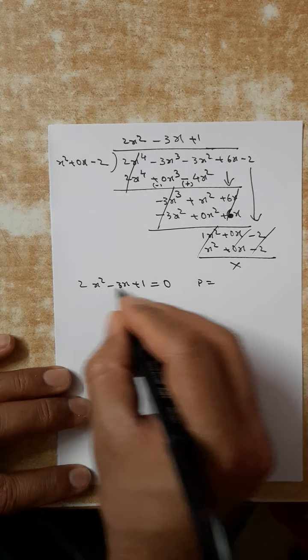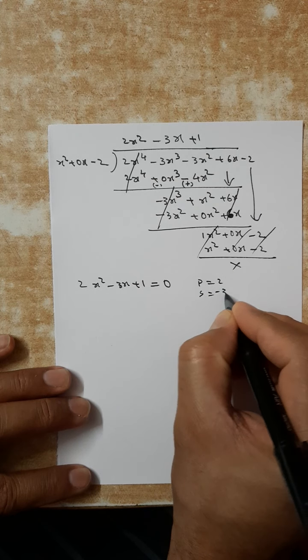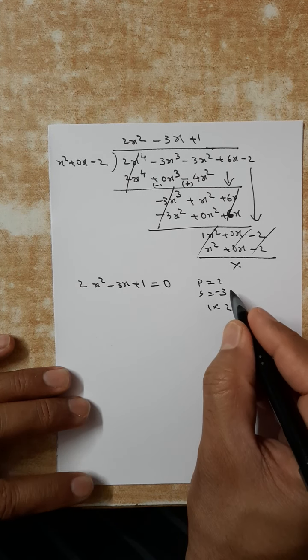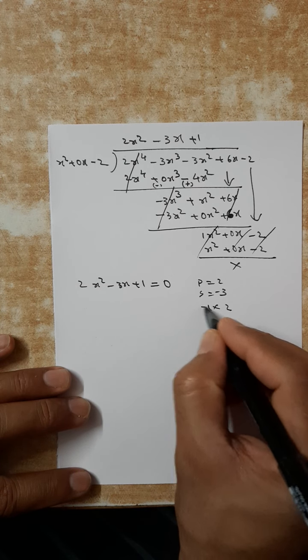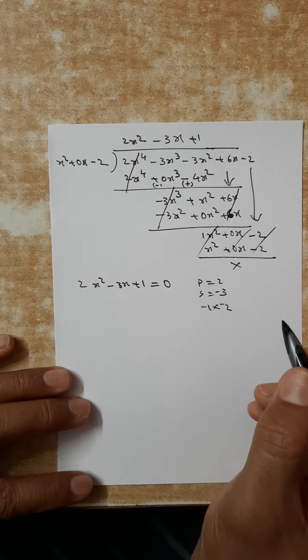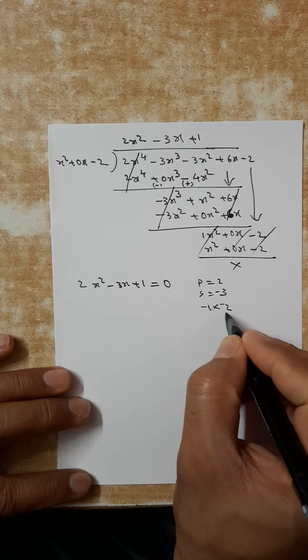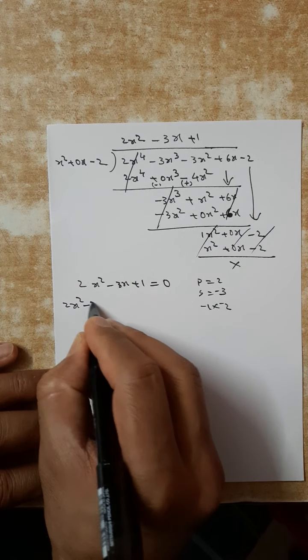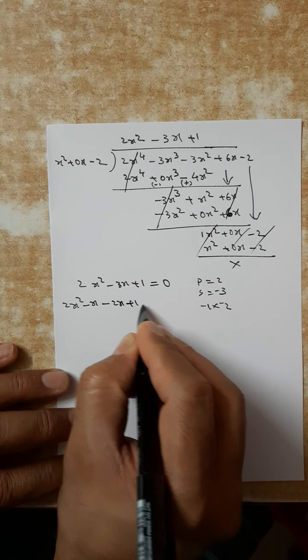Product must be 2 into 1, 2. Sum must be minus 3. Which numbers? 1 into 2: product 2 only, but we need sum minus 3. That means minus 1 into minus 2 is also 2, and minus 1 plus minus 2 is minus 3. So it becomes 2x square minus x minus 2x plus 1 equal to 0.